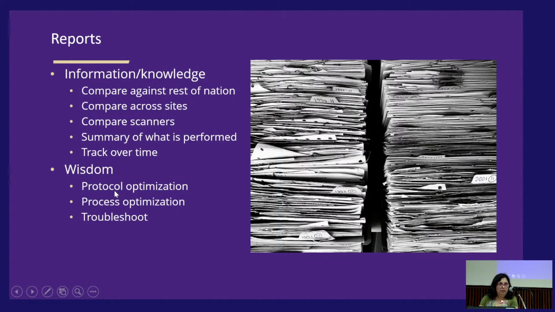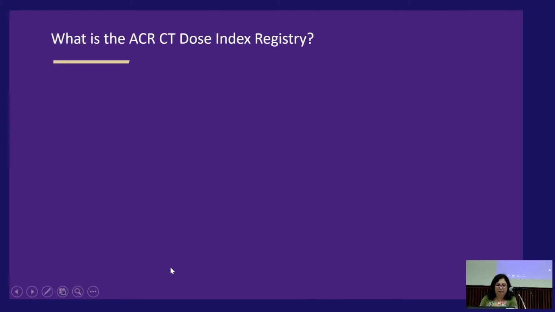And what are those changes you make? You optimize your protocol. You might optimize some processes that you currently have in place that are not working, and then troubleshoot, which I think is the most difficult part of optimization, trying to figure out where am I wrong, which protocol do I need to figure out, and why is my dose so high? Sometimes it can take a little bit of time, but that's where our knowledge as physicists, and here in this country a lot of technologists are involved, their knowledge comes in handy.